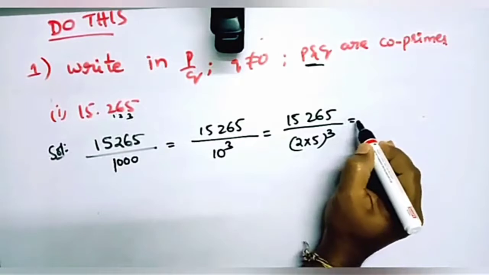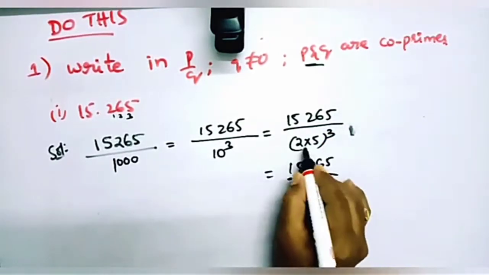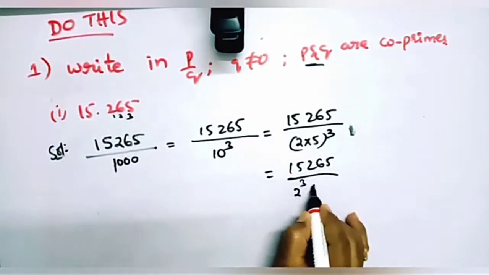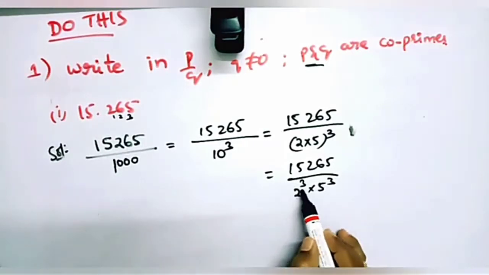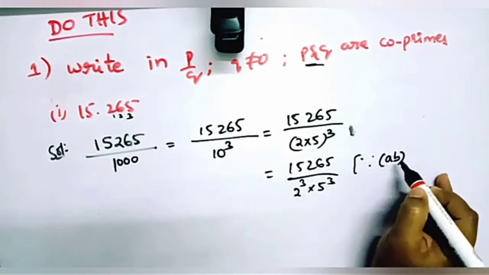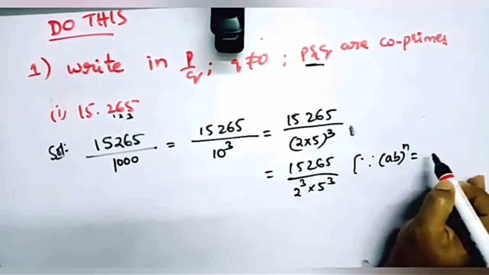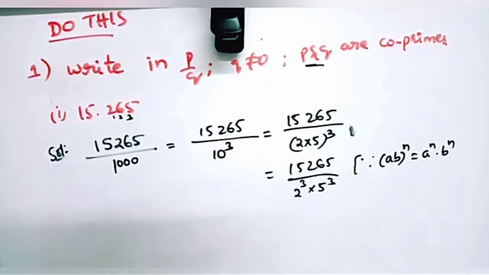Then after that you should write down this step: 15265 by, you separate the power for 2 and separate the power for 5, separate the power 3 to the 5 also. Then you can write it as 2 power 3 into 5 to the power of 3, and here we can use the law, that is (a into b) whole to the power of n equals a power n into b to the power of n. You can use that law of exponents also.